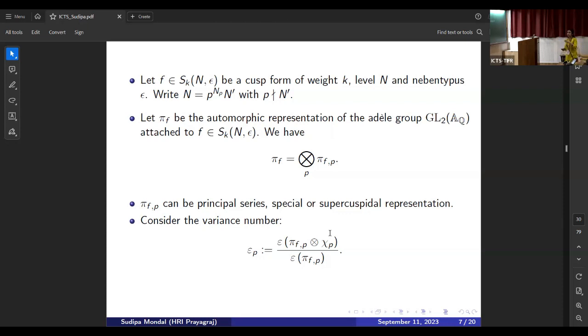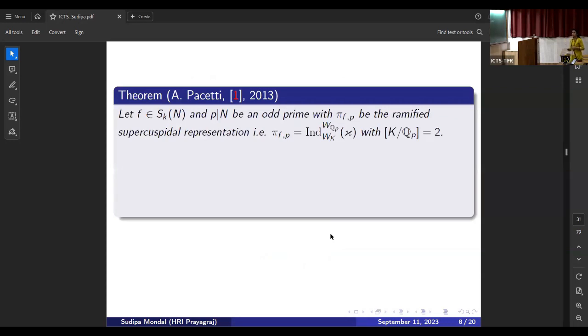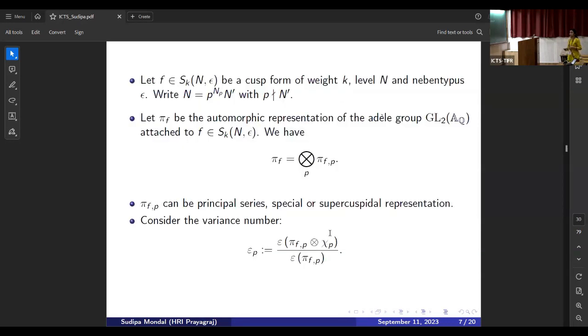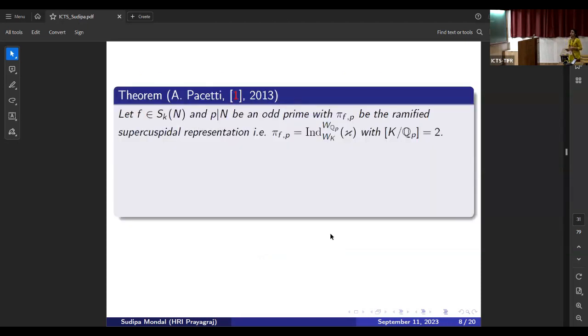You can take any character and study this number, and that is supposed to give some information about pi p. So in 2013, Passetti studied this number, epsilon p, and he individually calculated the value of epsilon p for principal series, Steinberg, and supercuspidal representations. And using that, he deduced the following theorem.